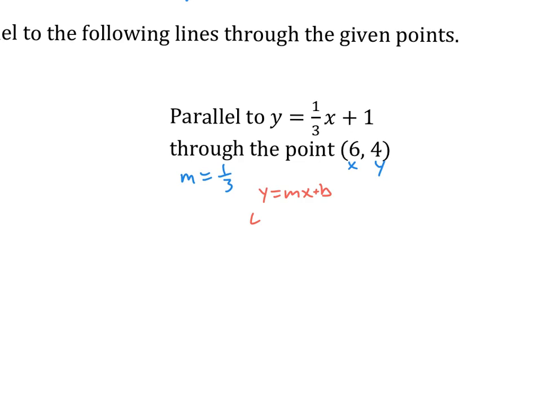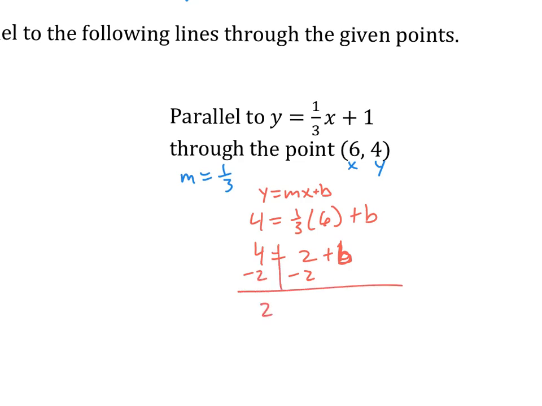So we get 4 equals 1/3 times 6 plus b. Okay, 4 equals, let's see, 1/3 times 6 is 2 plus b. And then we'll subtract 2 from both sides to get that 2 is what our b value is, our y-intercept. So our equation is y equals 1/3 x plus 2.